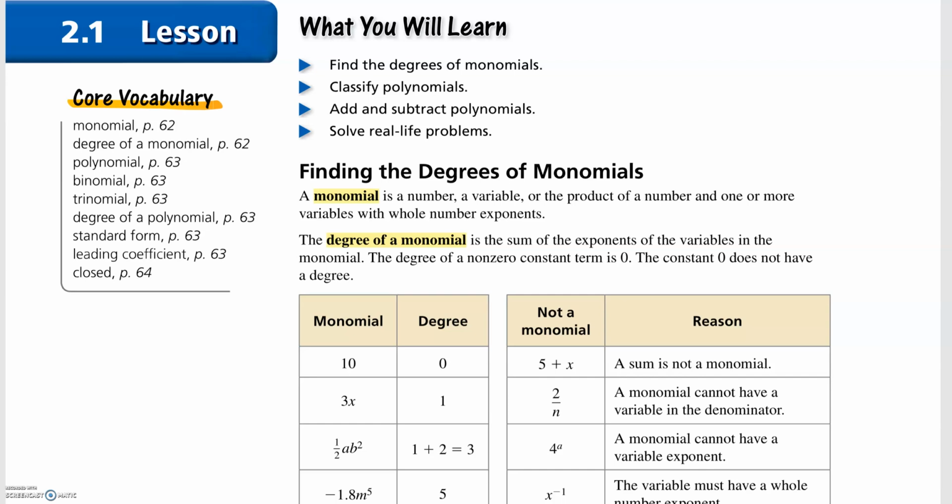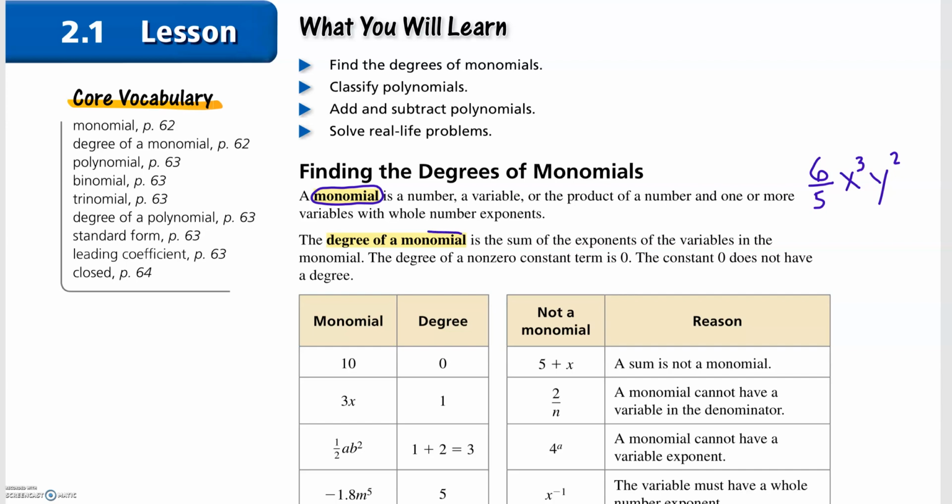So, first thing I want to do is talk about what it means to be a monomial. A monomial is a number, a variable, or a product of a number and one or more variables. An example of a monomial would be something like 6/5 x to the third y to the second. We have 6/5 times x to a power, y to a power, but there's no adding or subtracting involved here. It's just a product of a number and one or more variables to a power.